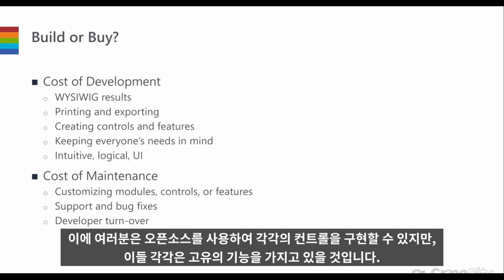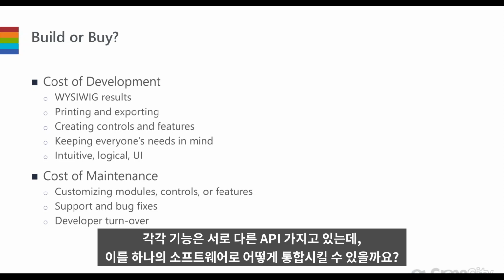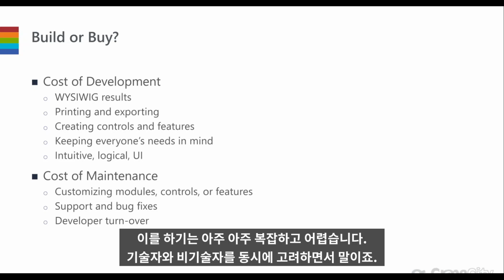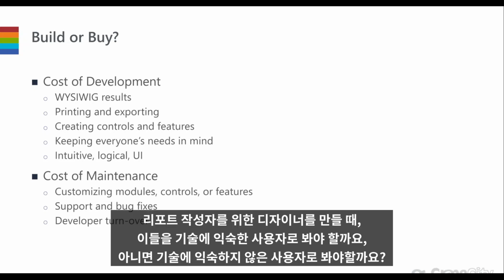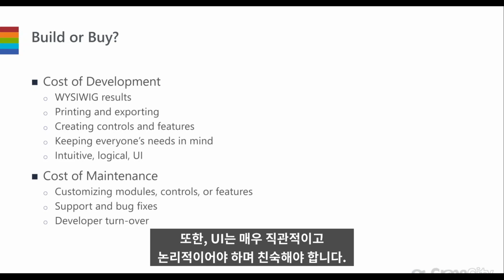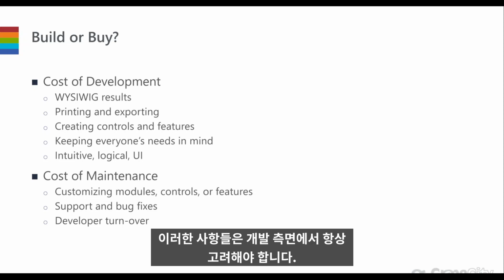There's open source software that you can get for each control, but each of these would have its own feature sets, and the APIs will be different. So how do you integrate them together into a single software? It becomes very, very confusing, very, very difficult. Keep the technical and non-technical folks in mind when you're creating the software. When you are making a designer for the report designers, are they technical users or non-technical users? The UI should be very intuitive, very logical, and very familiar to them. These are some of the things that, from a development perspective, you need to keep in mind.